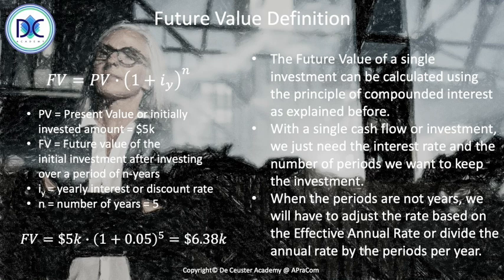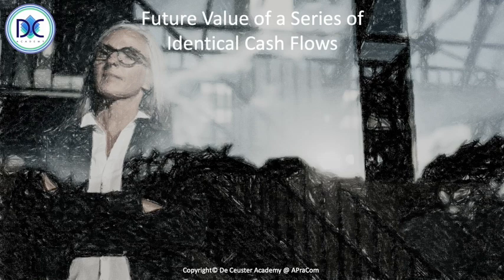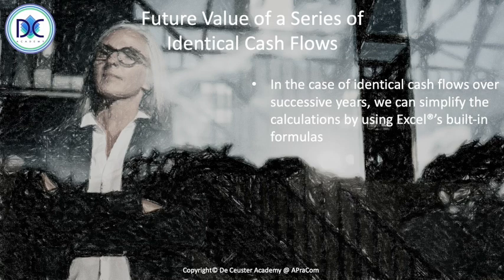So when we calculate the future value, we take the initial investment, the $5,000, and we multiply this with 1 plus the interest rate, 0.05, to the power of 5, which gives us a future value after 5 periods of $6.38K. In many cases, we will see that we have a series of identical cash flows, and in that case, we can apply some simplified formulas to calculate the future value.